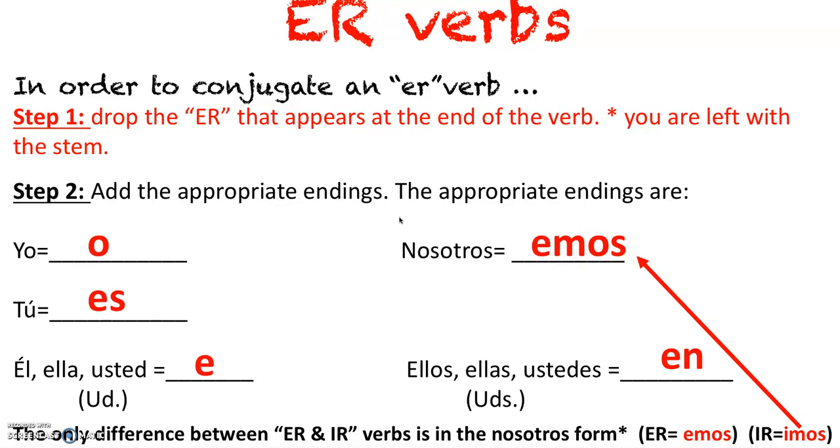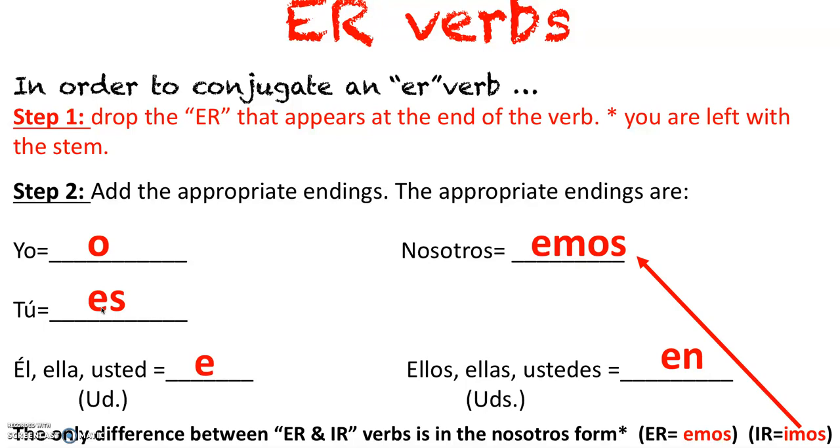Now, if you study this closely and you look at the endings that are on the board, they mirror the AR endings, except when we have an ER verb, we just change our A's from AR to E's. Okay, you can see the system. If you look at O, S, E, hemos, N, it sounds a lot like AR, except the A's are E's. So shifting our mindset from AR verbs to ER verbs, we're simply changing the A to an E.